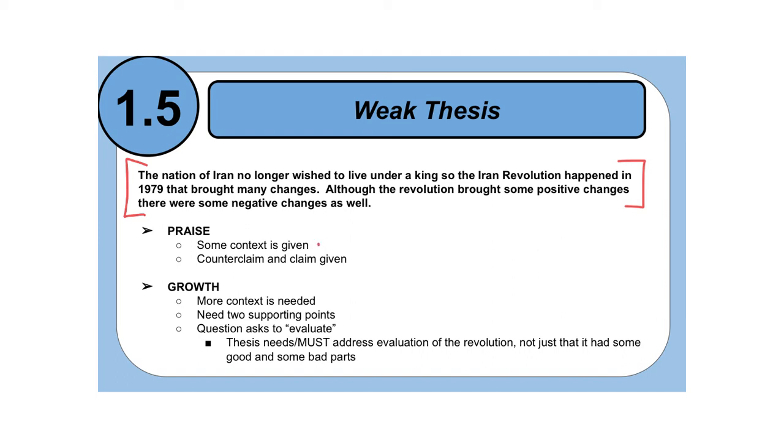First of all, there is some context given. It's clearly here. The student knows 1979, so they know the revolution of 1979. They know that people in Iran did not wish to live under a king, which was the Shah. So they do know that, and they do give us some context. The counterclaim and claim are given. So they have at least given us a setup for their body paragraphs.